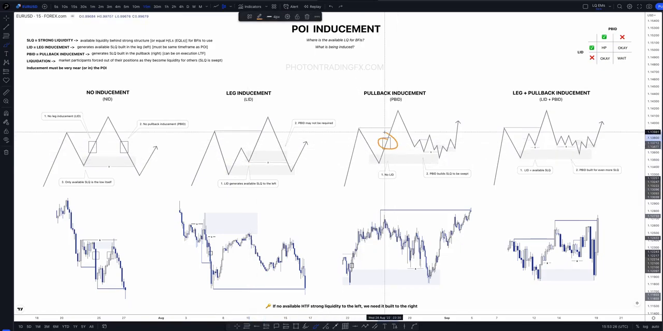If there isn't any leg inducement, so there's nothing on the left, then what do we do? We wait for something to be built on the right. Otherwise, if it doesn't, you're back in this scenario and it's likely the low and the POI is going to fail, okay? And if you have both, then happy days, should be a pretty decent probability that you'll get at least a tradable reaction from the POI, okay? So if there's nothing on the left, wait for it to be built on the right, otherwise the low is going to go. That's the simplest way to think about it.